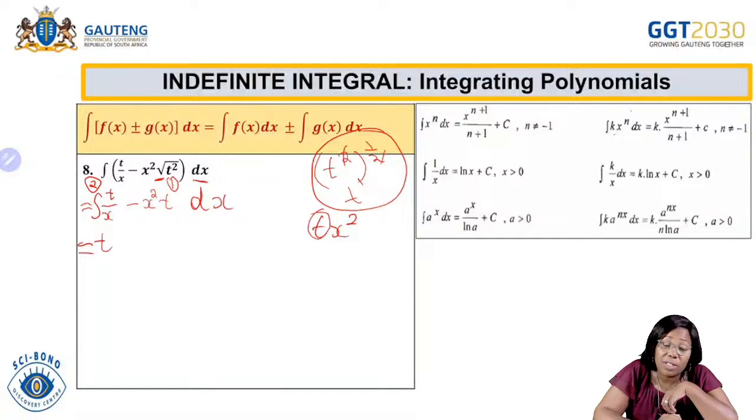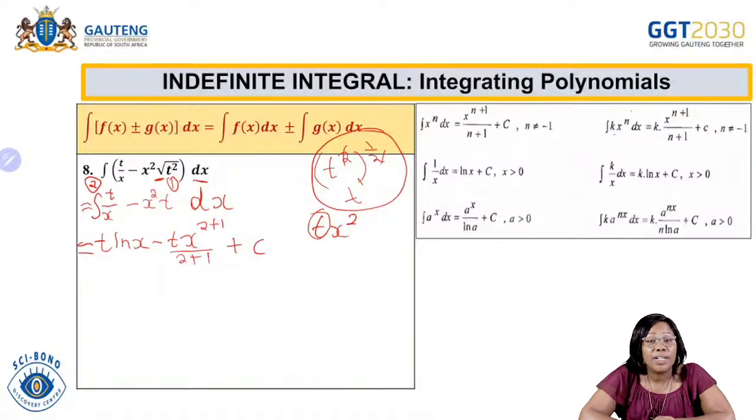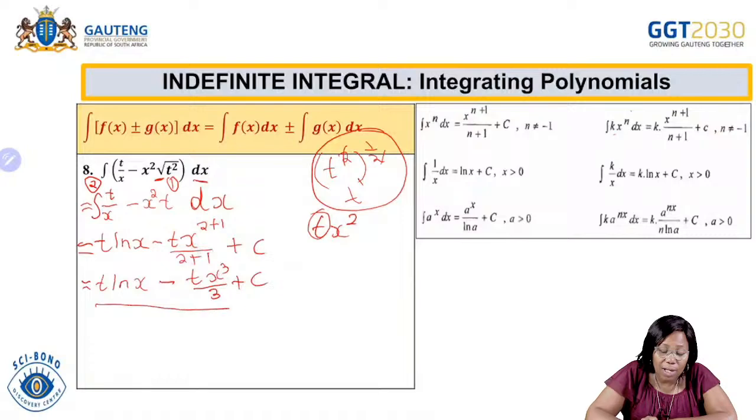Our constant value is t, then this will be ln of x, right? And then the second one, it says take rule number 1, that will be minus tx squared, plus 1, denominator 2 plus 1, and then plus c because we have integrated that. And the answer will be t ln x, and then simplifying this one, it will be tx to the power 3 over 3 plus c. So that is your answer, grade 12.